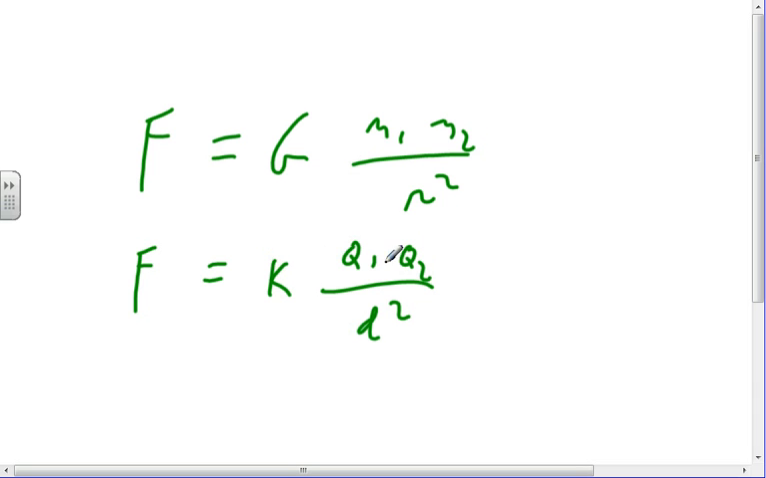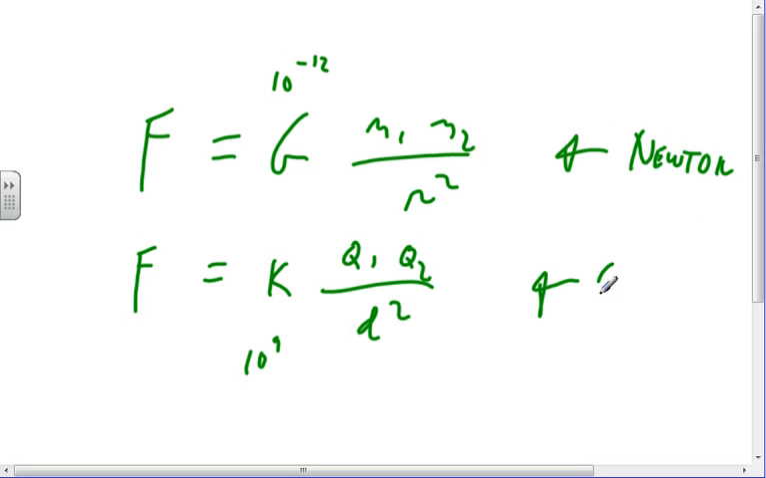Elegant. They're different by a constant. This constant's 10 to the 9th. This one, I think, is like 10 to the minus 12th. Different by a constant, but it's the two masses multiplied together, the two charges multiplied together, divided by the distance squared. That makes it an elegant theory. Newton came up with this one. No, he didn't. Newton came up with that one. How do you spell Newton? And Coulomb, C-O-U-L-O-M-B. Oh, that's misspelled too.